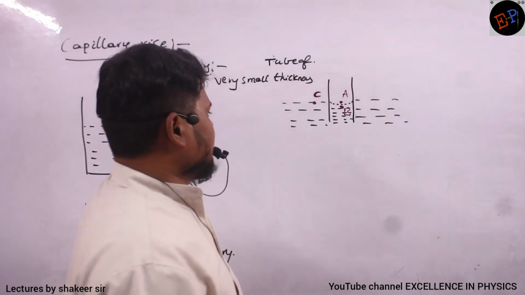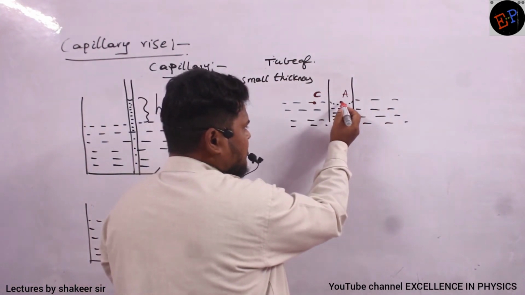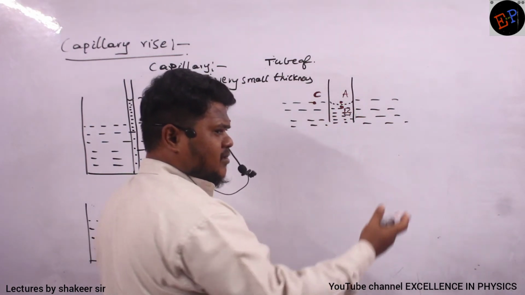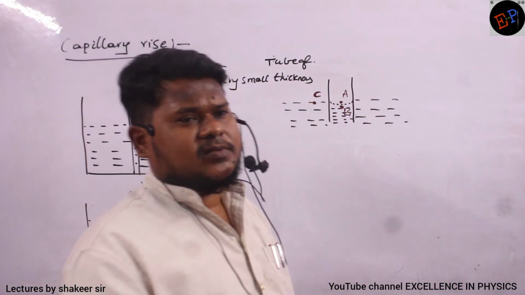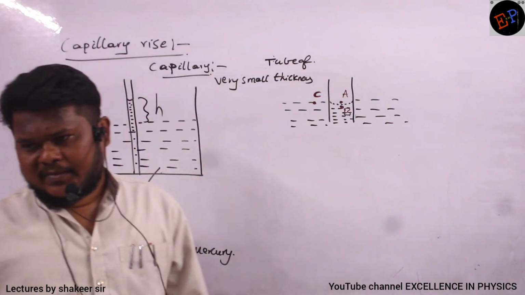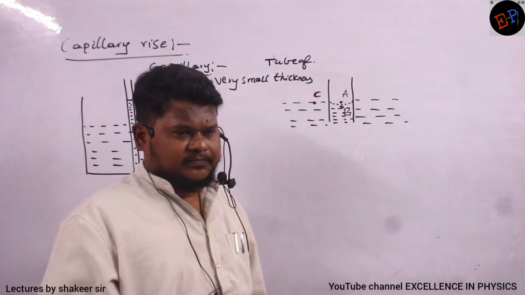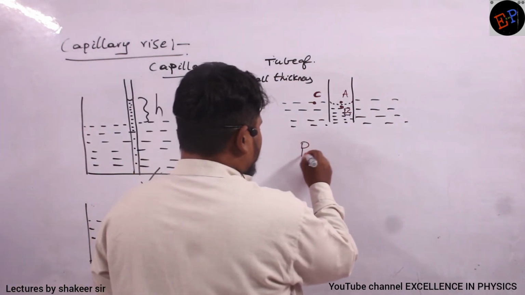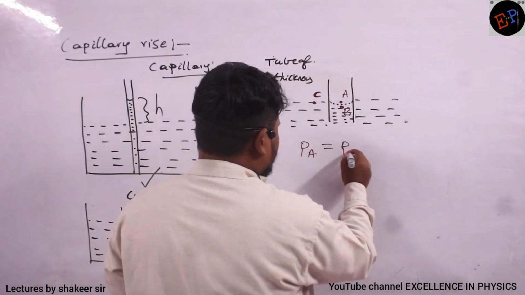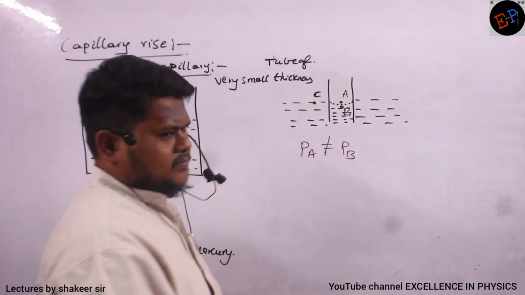But what can you say about pressures at point A and point B? Are they equal? Are they not equal? Which one is greater? Which one is smaller? They are not equal. Pressure at point A is not equal to pressure at point B. What is the reason?